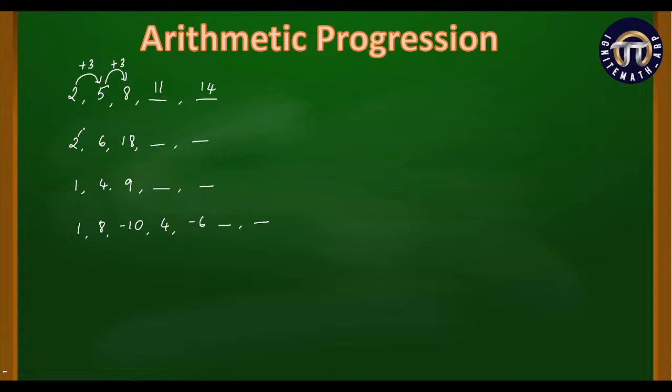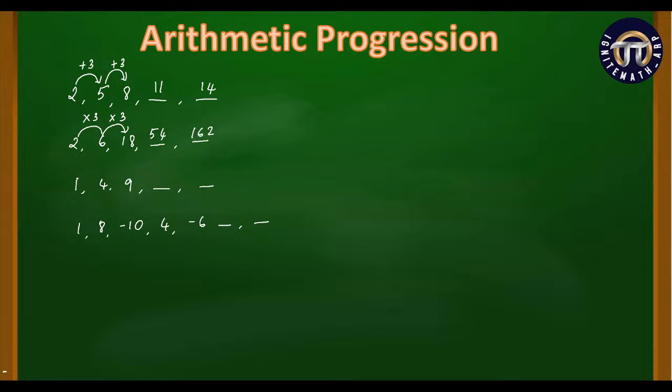Over here, I have multiplied each and every number by 3. See here, again I have multiplied it by 3. So the next number here would be 18 into 3, that is 54. The next number would be 54 into 3, that is 162.